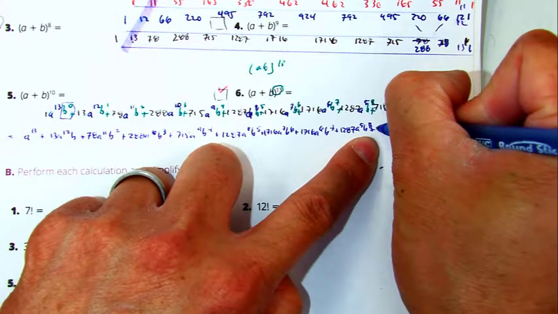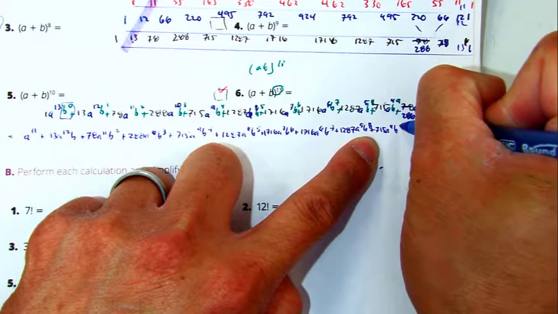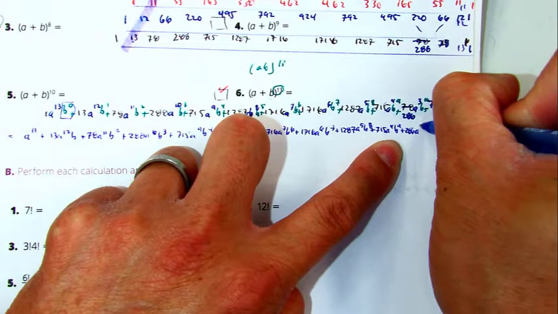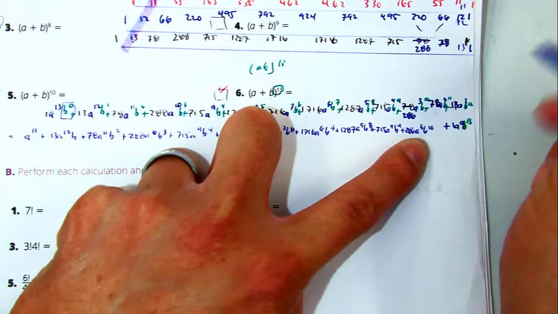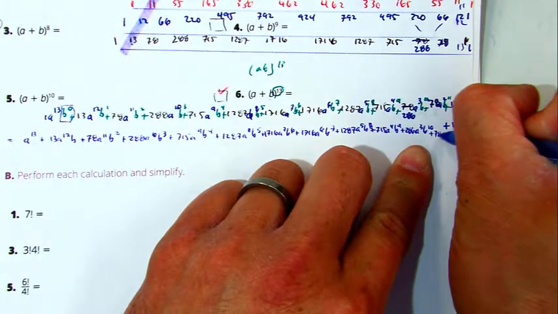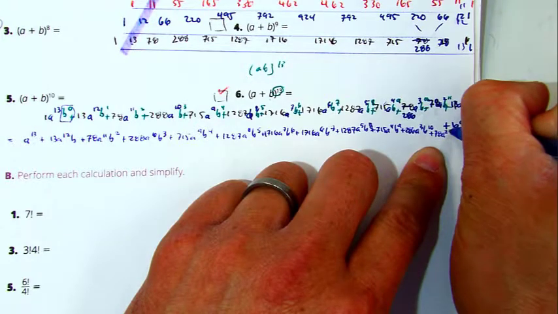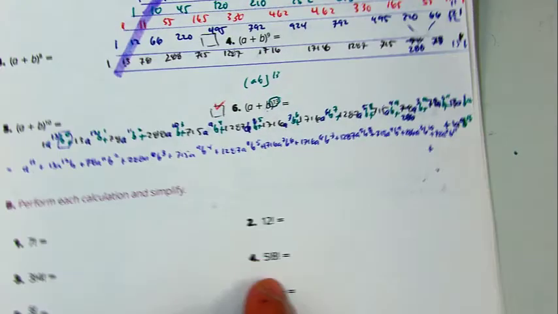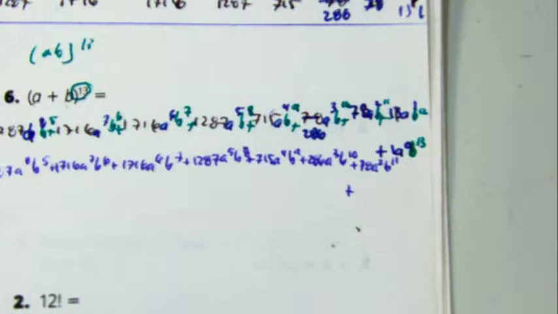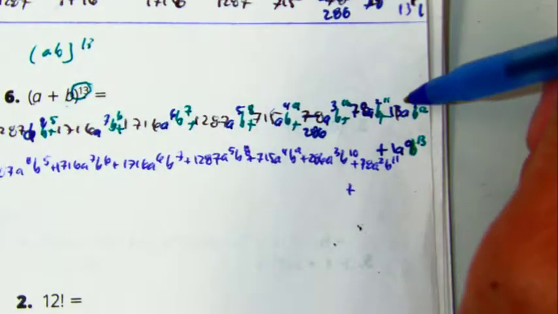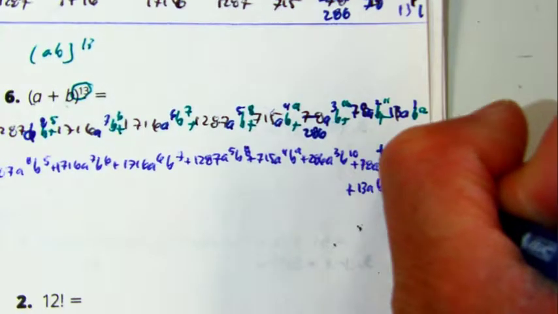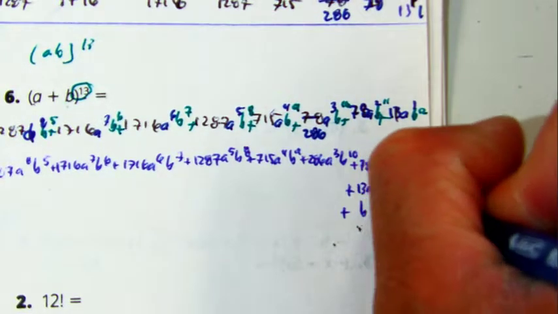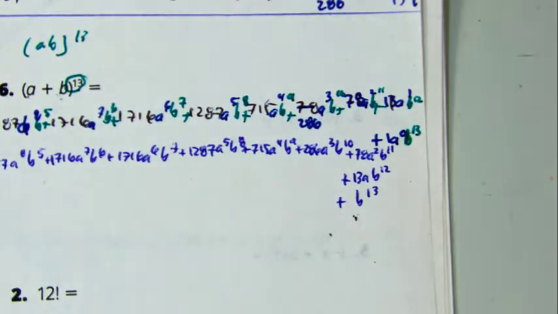715, a to the 4th, b to the 9th, 286, a to the 3rd, b to the 10th, 78, a squared, b to the 11, plus, where am I at? 13, a, b to the 12th, plus b to the 13th. So the one in light blue, that is my answer.